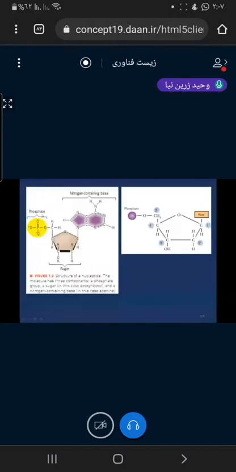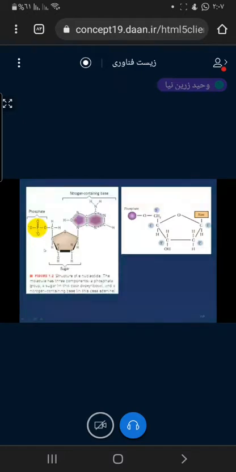In this slide, you can see the structure of nucleotides. It comprises three units. One unit is the phosphate group, another unit is the sugar group, and another is the nitrogen-containing bases.